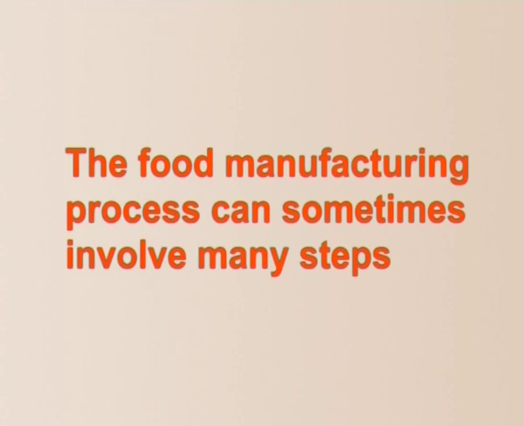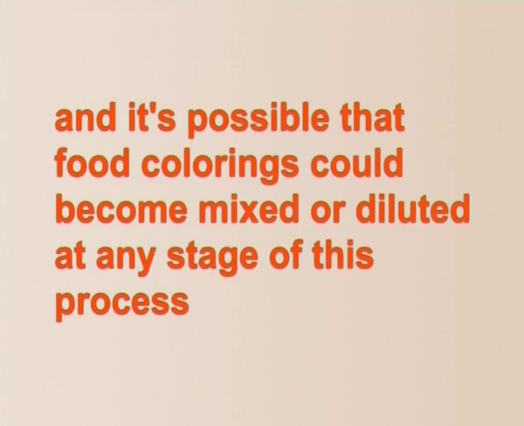During production, the food manufacturing process can sometimes involve many steps, and it is possible that food coloring could become mixed or diluted at any stage of this process. Because of this, food producers often scan small test batches of products during the production process. This is done to ensure the quality of the end product and can identify any production line problem before they cause major issues down the line.